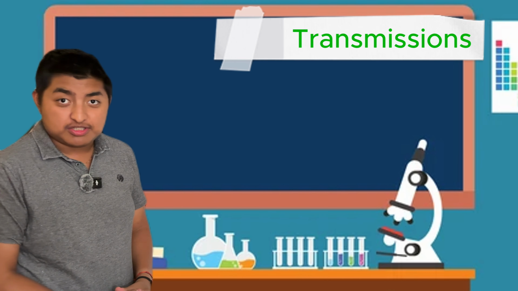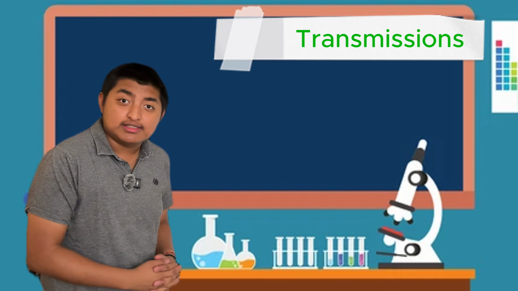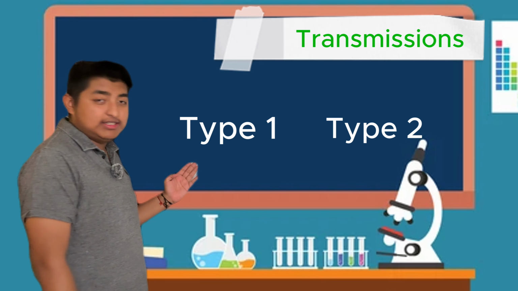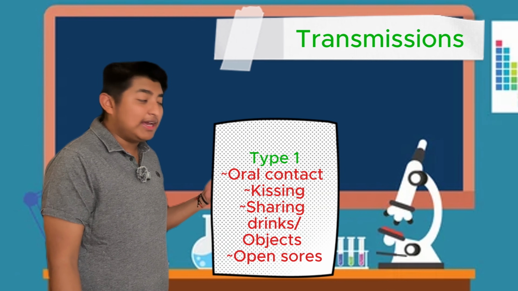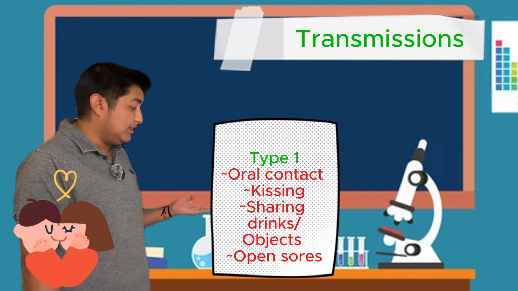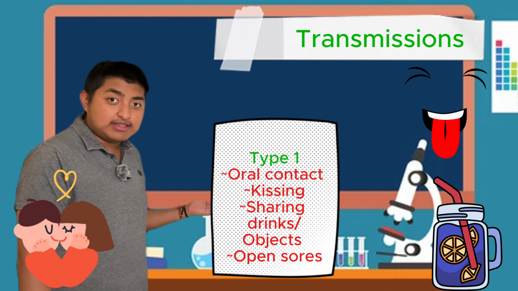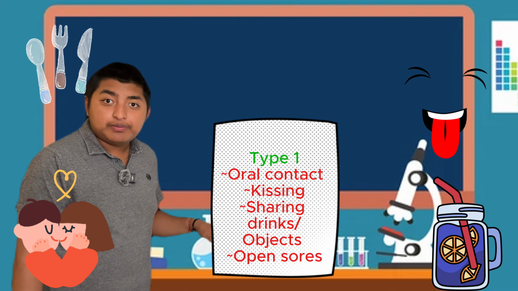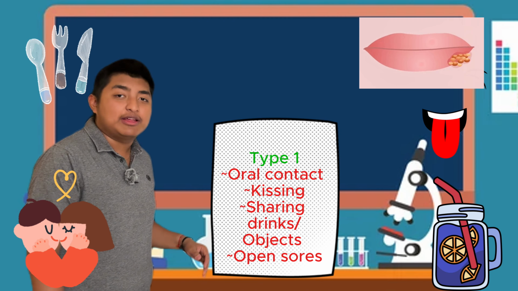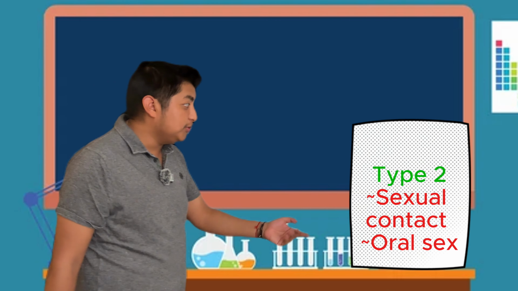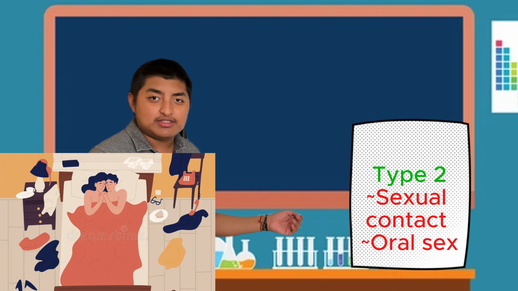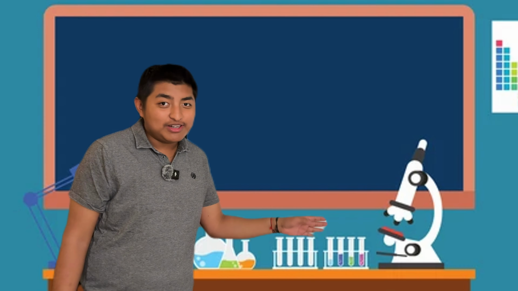So we're gonna talk about transmission now. How can you get this virus into you? Basically, we have type 1 and type 2. Type 1 is usually known as oral contact, which involves kissing, saliva, sharing drinks, sharing objects. If the person has an open sore, then you have to be careful. And type 2 is most likely known as sexual interactions, sexual intercourse.